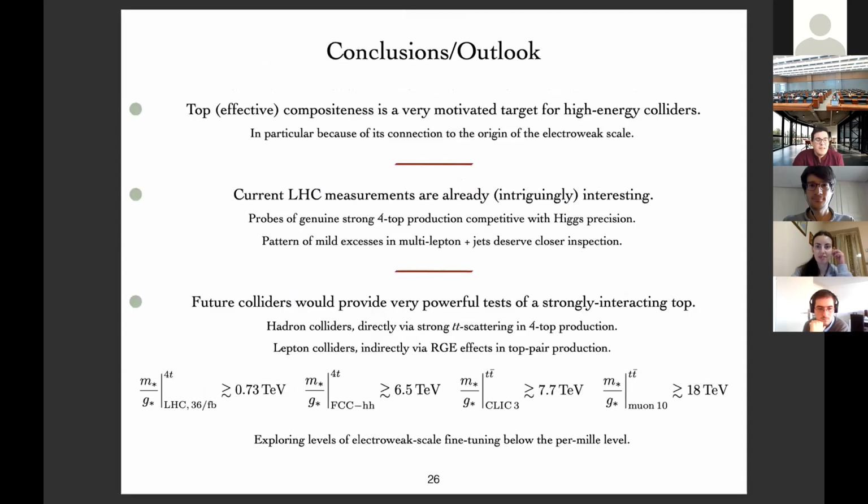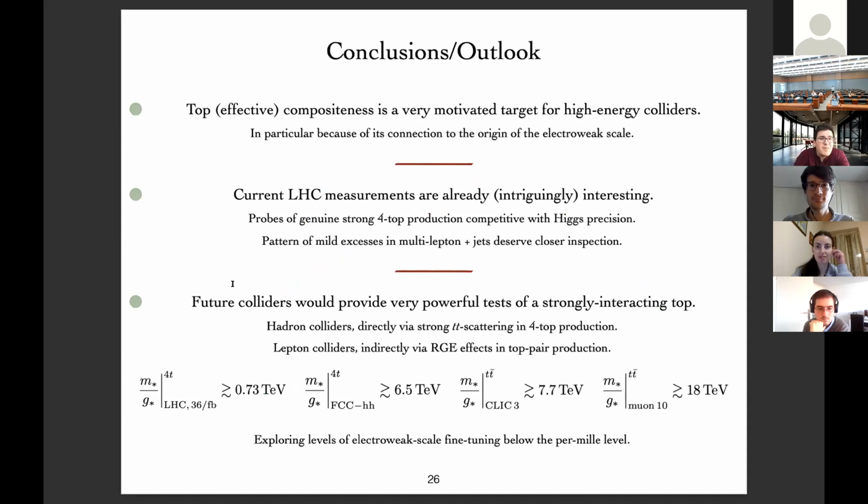So with this, I reach my conclusions. I believe a strongly interacting top quark is a very interesting target for high energy colliders. Current LHC sensitivity from four top production is already competitive with Higgs measurements in the context of Higgs and top compositeness. Plus, there might already be something interesting in the data.